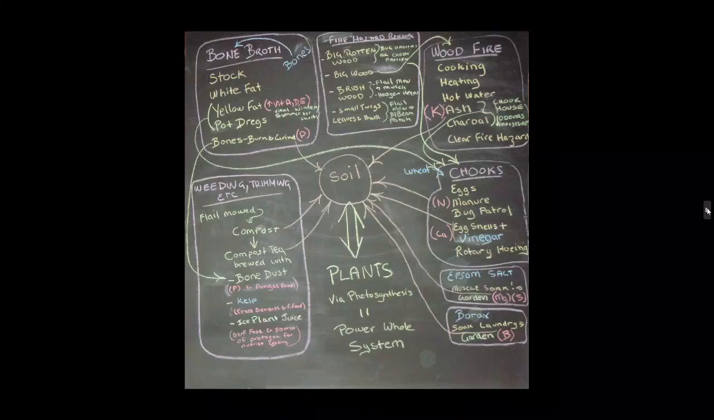Like if I want to make a bone broth, I do it in winter when I'm using the fire anyway. I make the broth and then I use the bones to be creating phosphorus for the ground. I just burn them and grind them.